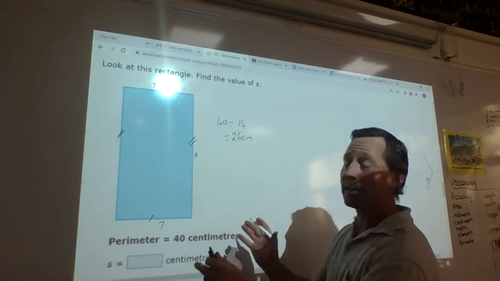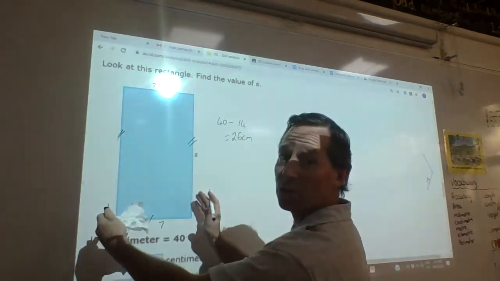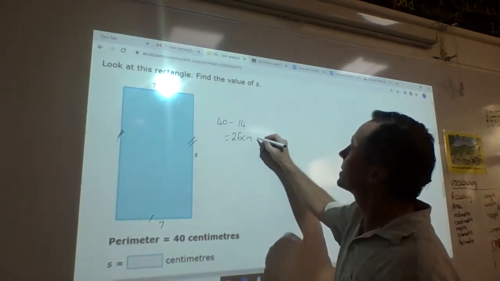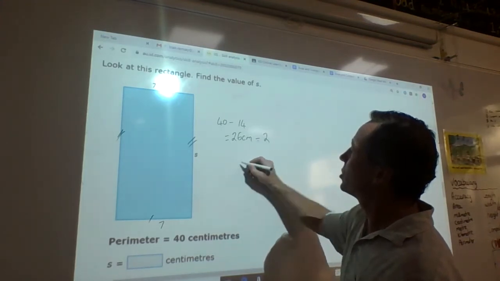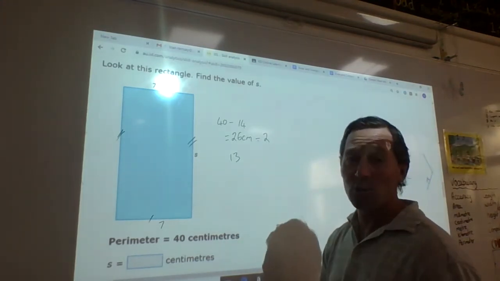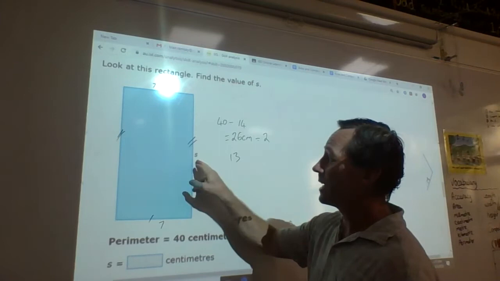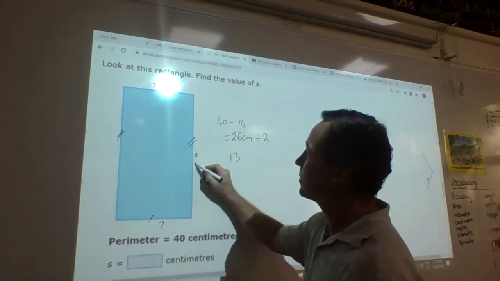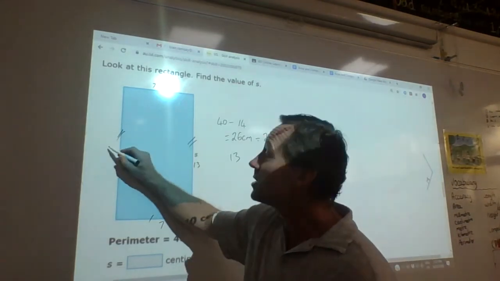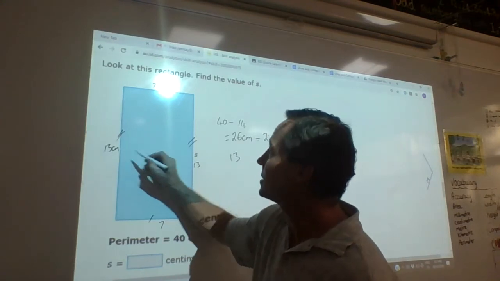26, I need to divide by 2 because there's two sides. So 26 divided by 2 should give me the answer of 13. So side S would be 13. Just let's double check. That would be 13. This would be 13 centimetres.